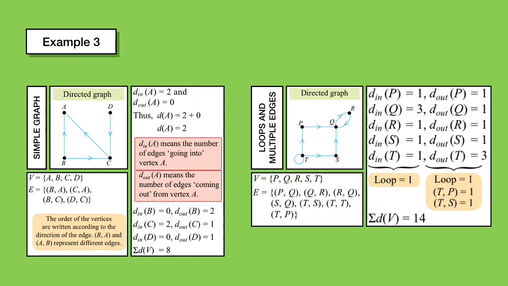Keep in mind that to calculate the degree of a loop, it's always 2, no matter if it's directed or undirected.